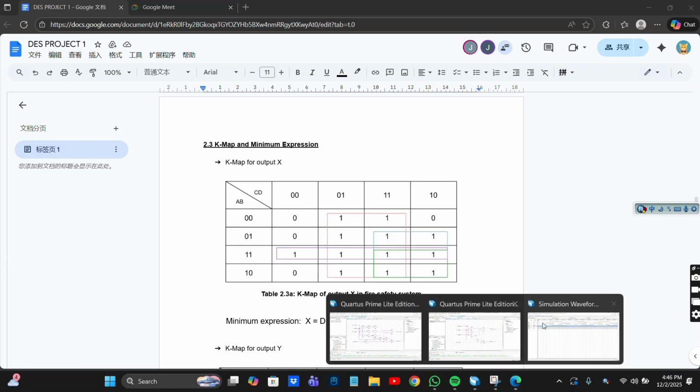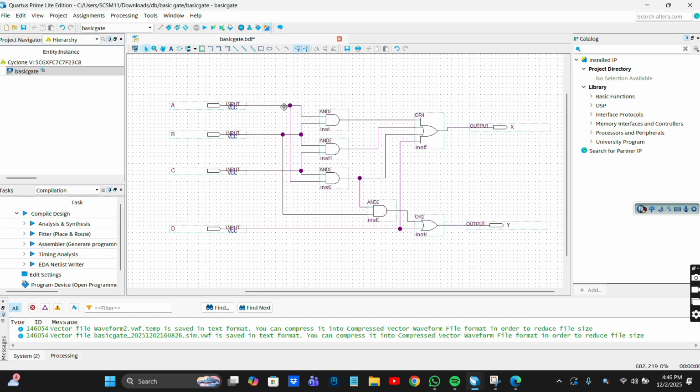So we look back to the basic gate. A and B go through the AND gate to form AB, and B and C go through the second AND gate to form BC. And lastly, A and C go through the AND gate to form AC. And lastly, AB, AC, and BC with D go through the OR gate to form the minimal expression D plus BC plus AC plus AB.